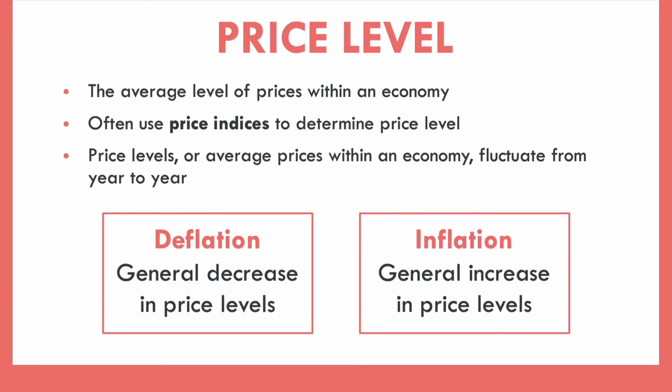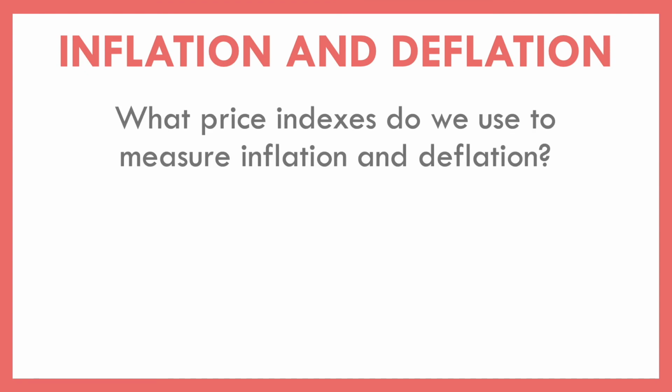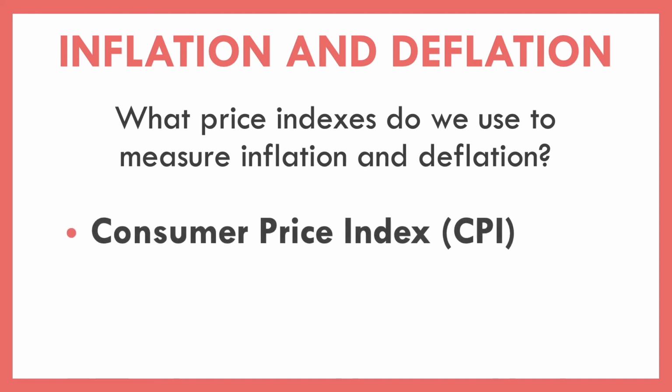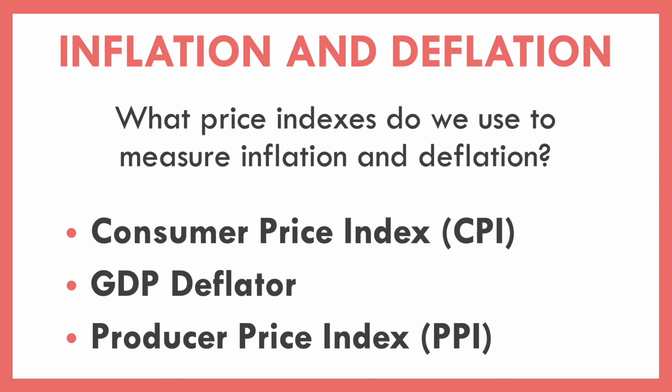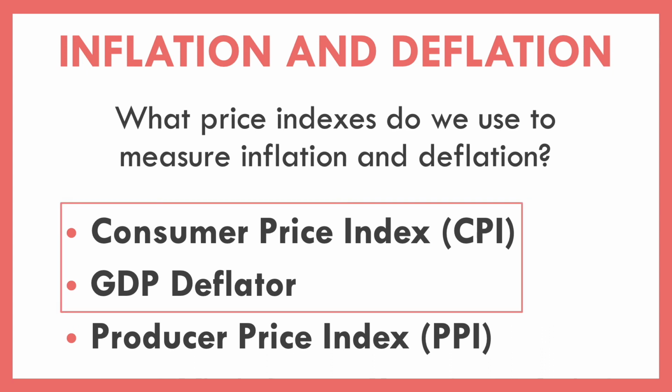So what price indexes exactly do we use in order to measure whether prices are going up or going down? Well, there's a couple major ones that are used in the United States. One's known as the Consumer Price Index. One's known as the GDP deflator, or the implicit deflator, as it's sometimes referred to, and also the Producer Price Index. Now, I want to focus in on these two as we go throughout 4.2, talking about the difference between the Consumer Price Index and the GDP deflator.